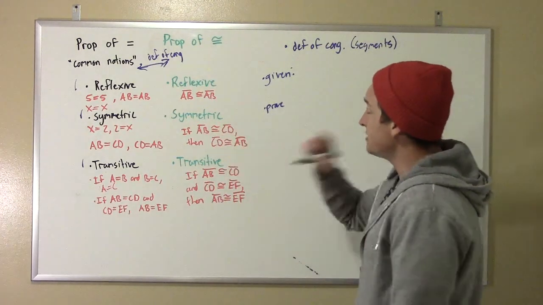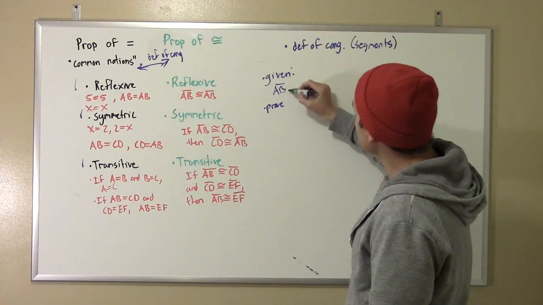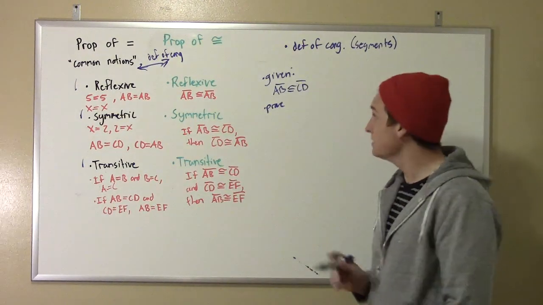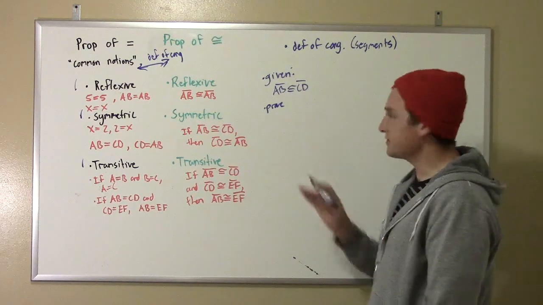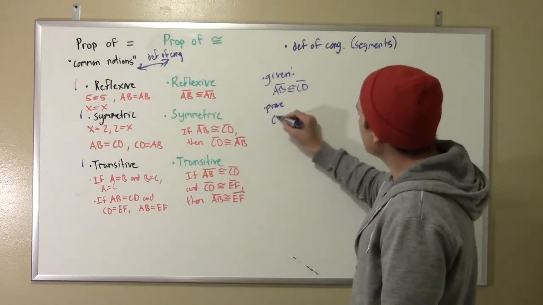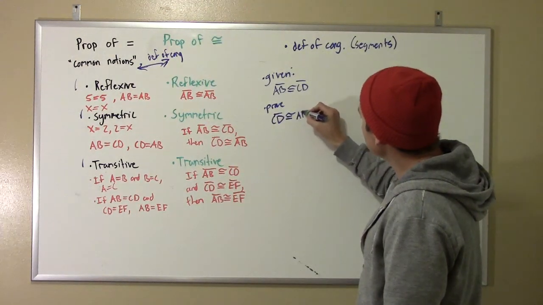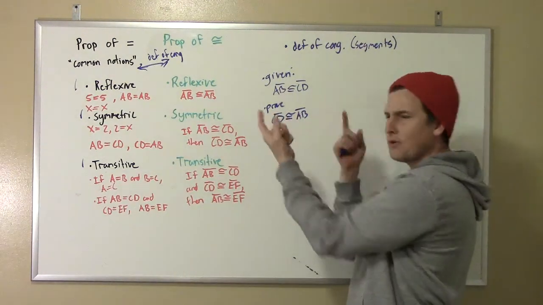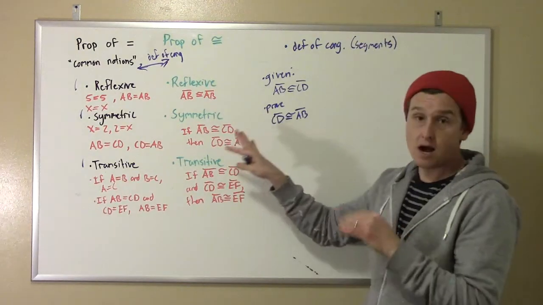So in this case, symmetric, given, we're going to start with two segments that are congruent, and we're going to prove that we can just state the congruence the other direction. Okay, now again, that might seem like that should be obvious, like, well, of course they're going to be congruent either way. But let's assume for now that that's not obvious.